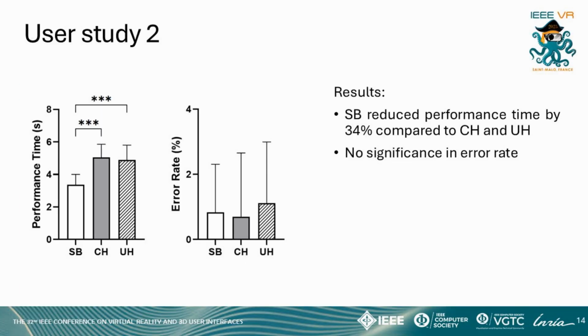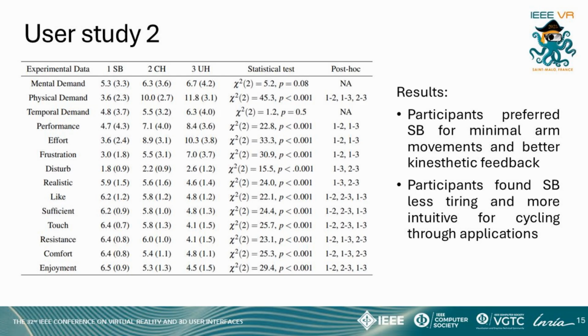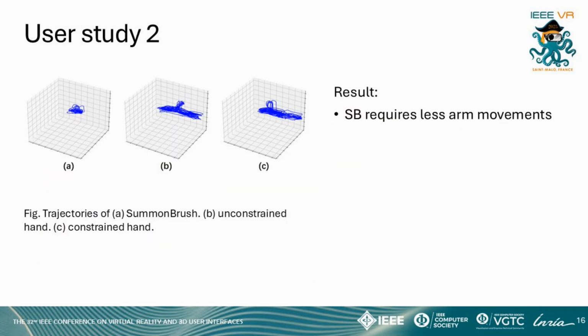The results show that SB reduced performance time by 34% compared to CH and UH. No significance in error rate. For user experience, participants preferred SB for minimal arm movements and better kinesthetic feedback. Participants found SB less tiring and more intuitive for cycling through applications. Here are the trajectories of SummonBrush: unconstrained hand, constrained hand. SB requires less arm movements.